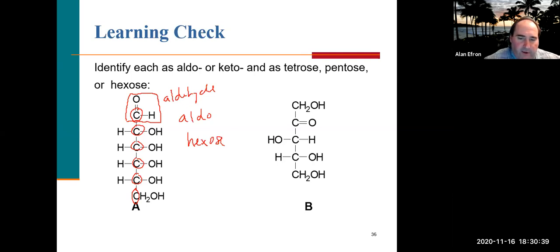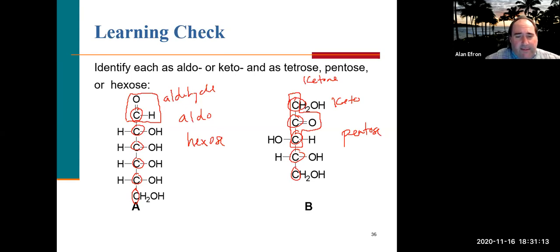And over here, again, we see our three carbon run with our double bonded guy there on the second carbon. So that is a ketone group, which means this should be a keto or a ketose. And it has one, two, three, four, five carbons, which means this should be a pentose in that case. Any questions on those there?